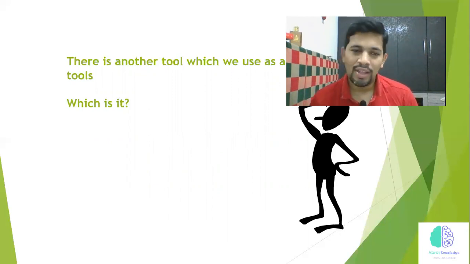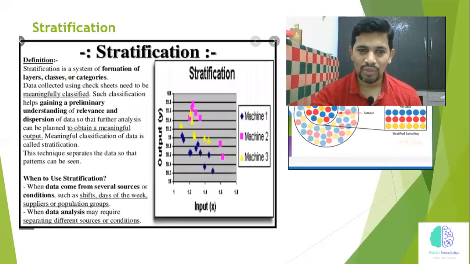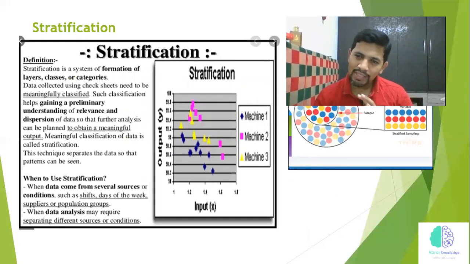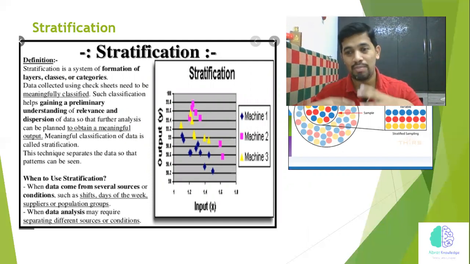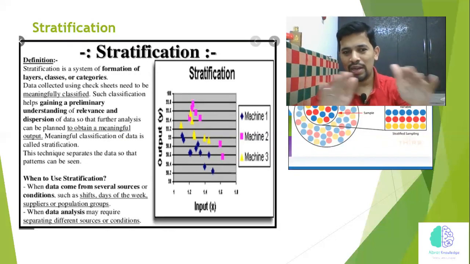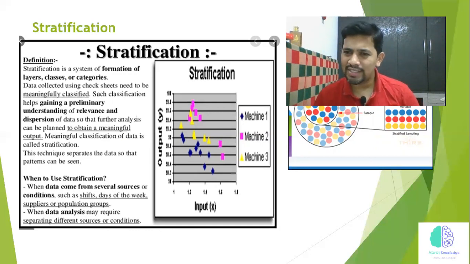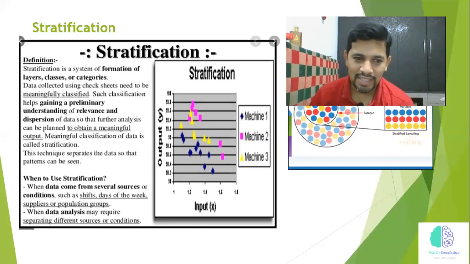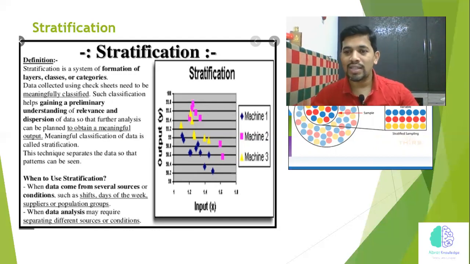So just figure out what the seventh QC tool we talked about is. So far we covered up to the sixth one, and the seventh one, can you have any idea? Take a guess, please comment if you get an idea. The seventh one is stratification. Stratification is more or less like a scatter diagram. The only thing is here we compare multiple things. For example, let's say three machines I can compare on the same thing, versus input and output. Then we can use stratification. It's just a little advanced. Scatter is one to one, but here you can compare three things together. When data comes from several sources or several conditions, like shift, days of week, suppliers, populations, when you have multiple factors, you can use stratification.